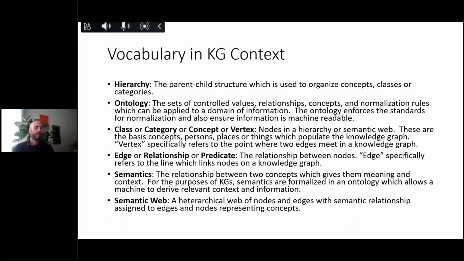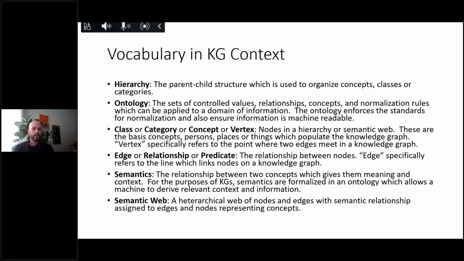When we use the term ontology in the knowledge graph context, what we're talking about are the controlled values, the relationship types, the concepts, the normalization rules, metadata, etc., which is applied to the domain of information. And the ontology is a really important element of the knowledge graph because that standardizes the way in which the knowledge is stored so that machines and AI algorithms can read that information.